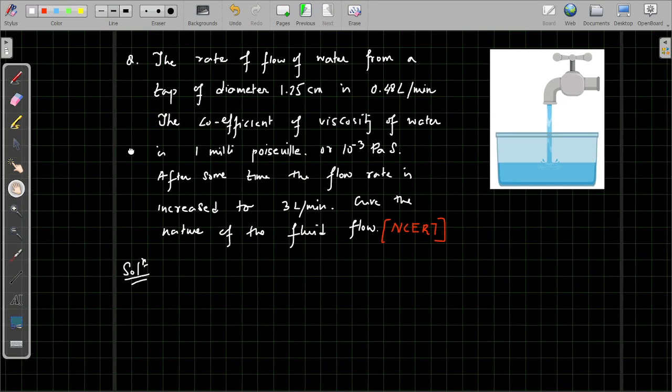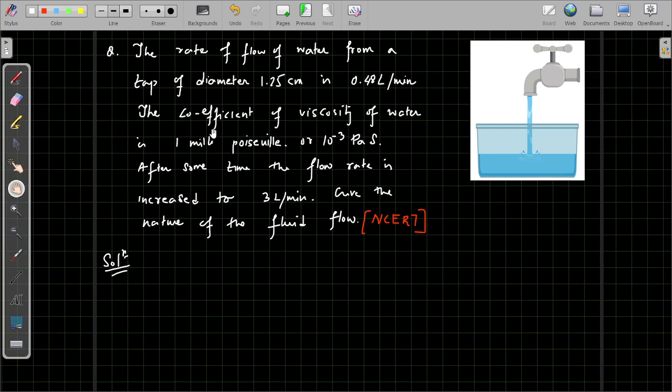So now we have a problem here. This is on determining the flow of liquid. To characterize the flow of liquid, is it streamline flow, is it turbulent flow, what kind of flow is it? So let us have a look at it.